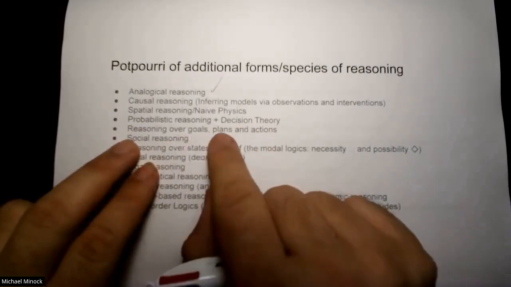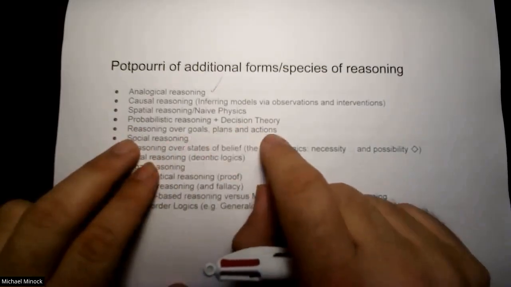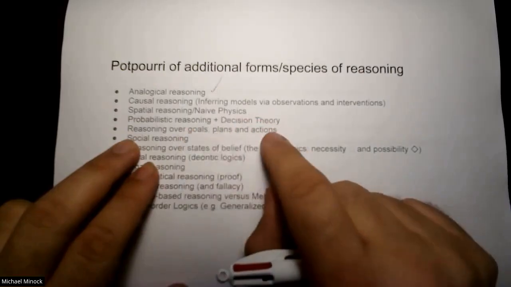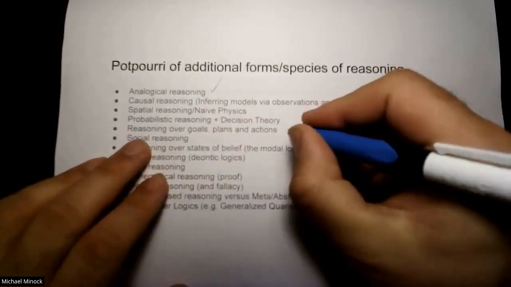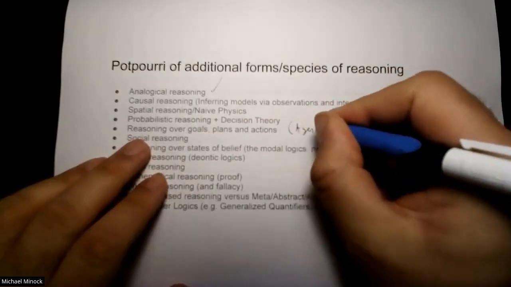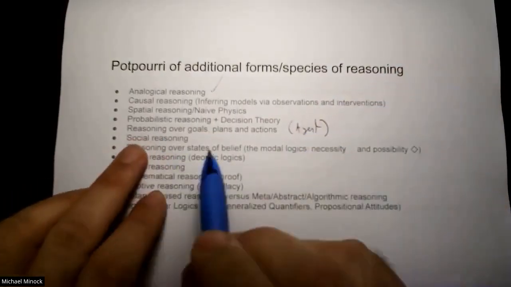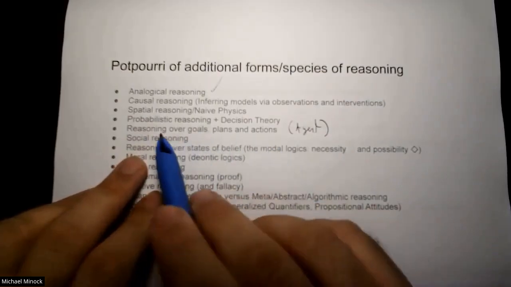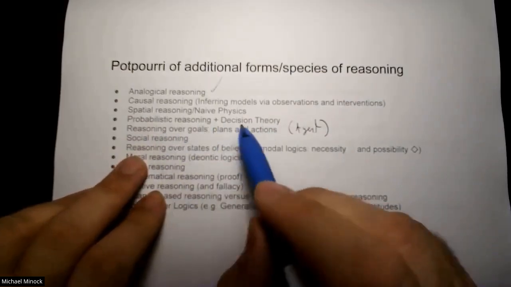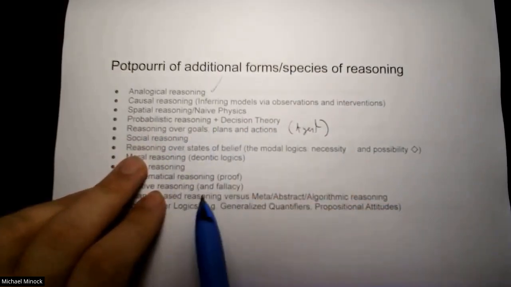There's reasoning over goals, plans, and actions. So if I have a goal for something, then I form a plan, and then I execute actions, and I might need to replan as it's going on. So all the agent stuff, agents are very much tied up in this question of reasoning over goals, plans, and actions. But there's a whole literature on reasoning over those.